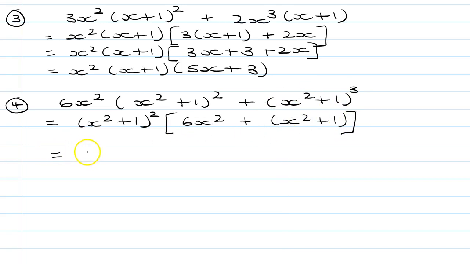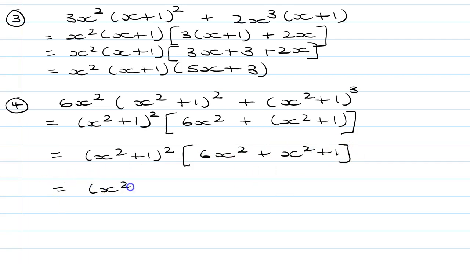And again, let's just simplify those brackets. Let's do the square bracket first. So we've got 6x squared plus x squared plus 1. Now I can convert them to round brackets because it's easy to pull the like terms together. I've got 7x squared plus 1. And that's now fully factorised.